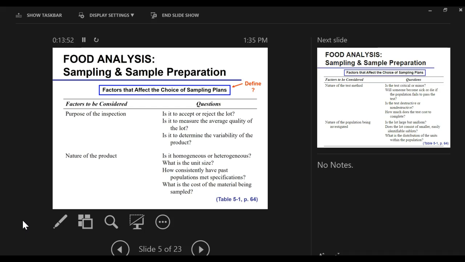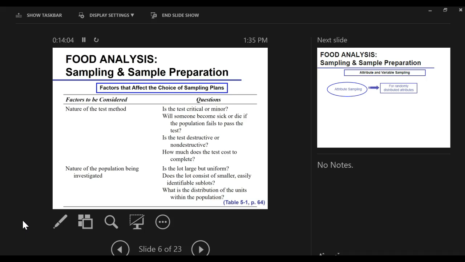And so on. So this is Table 5.1, page 64. It's good to look at and familiarize yourself with these factors. If I ask you in the test what factors impact your sampling plan, you can select any of these factors and explain them a little bit.